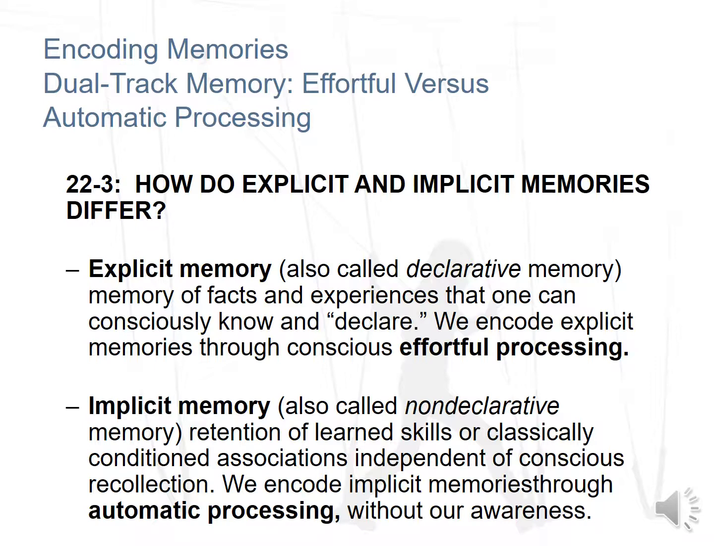We typically talk about 2 different types of memory in terms of the actual information, explicit and implicit memories. Explicit memory, also called declarative memory, is memory of facts and experiences that one can consciously know and declare. We encode explicit memories through conscious, effortful processing. Implicit memory, which is also called non-declarative memory, is the retention of learned skills or classically conditioned associations independent of conscious recollection. We encode implicit memories through automatic processing without our awareness.